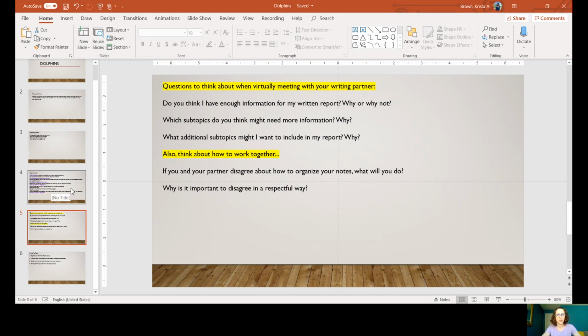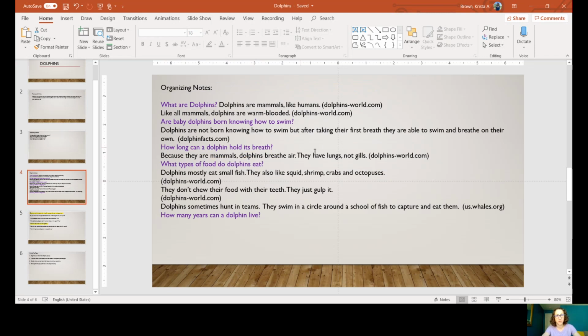Well, we're going to use mine to go through this. Do I have enough information for my written report? I sure don't, because this question I don't have any answers for. And some of these other questions, like how long can a dolphin hold its breath? I didn't find the exact answer for that yet, so I need to do a little bit more research on that one as well.